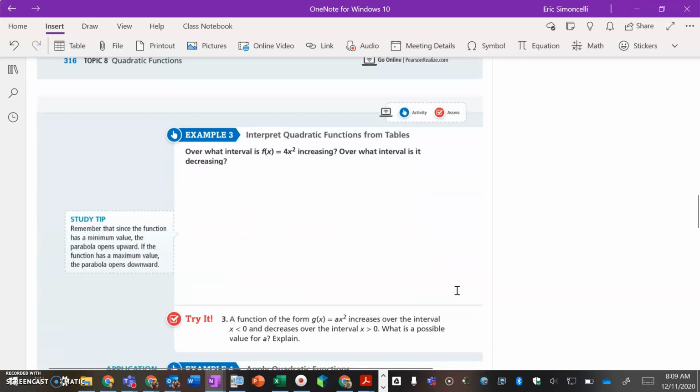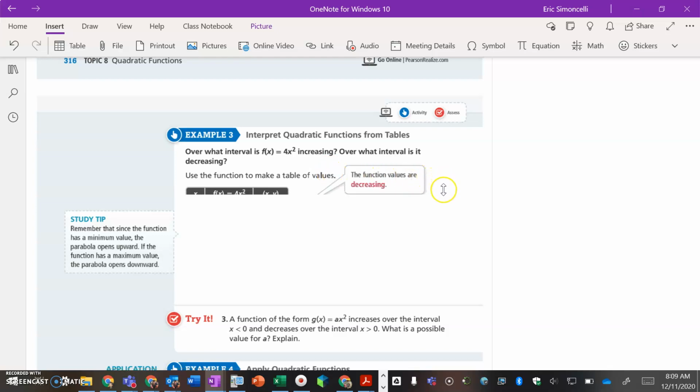Example 3. Interpret quadratic functions from tables. Over what intervals is f of x equals 4x squared increasing? Over what interval is it decreasing? Use the function to make a table of values. So we're going to be looking at, yet again, an xy table with x and y, but also the ordered pairs. When is it decreasing? When is it increasing? So there's one ordered pair.